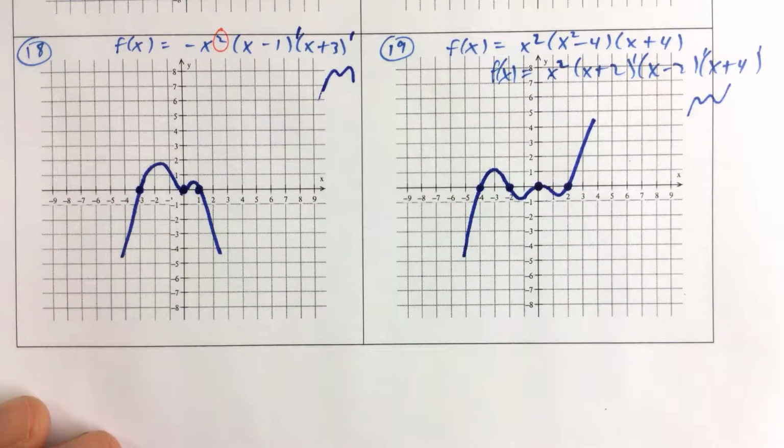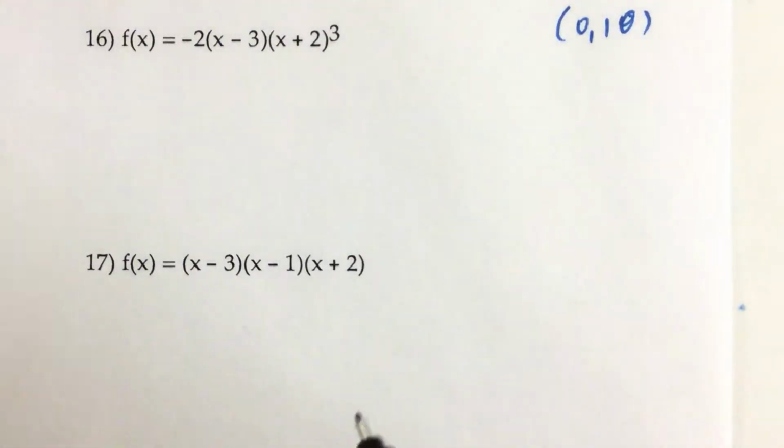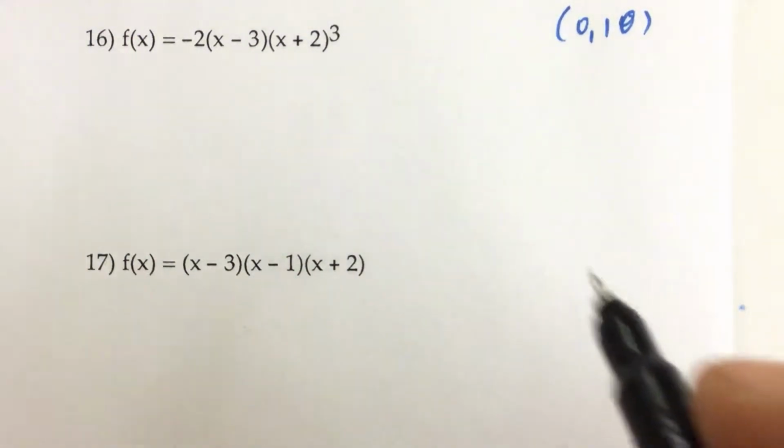I'll go ahead and analyze the functions on the other side of this paper, and I might as well do it in the same video. Let me pause it for a moment. So we're kind of doing 16 through 19 backwards. We did the graphs of those functions, now we're coming back to analyze them.